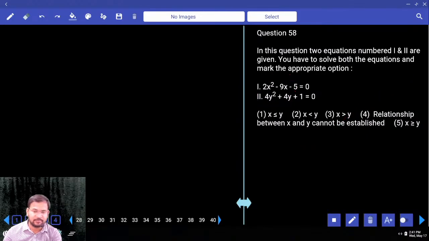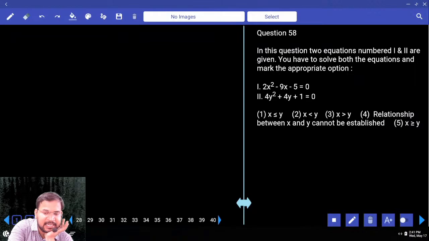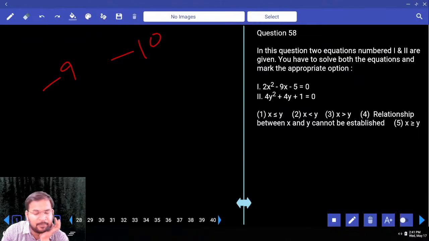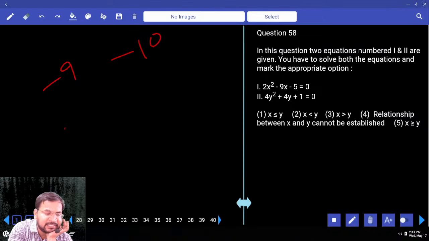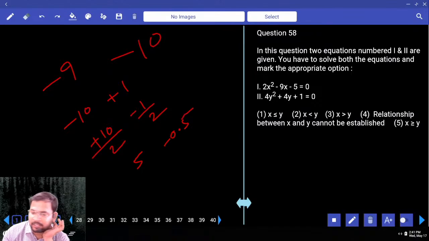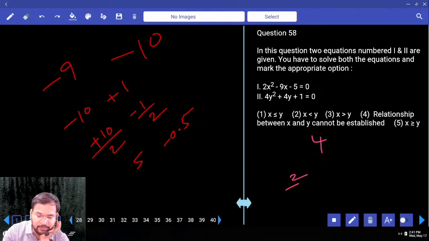Question number, this one, 58 only, na? Now two 5s are minus 10, na? Minus 9. What are the possibilities? 10 to 1, na? Yes, but minus 10 plus 1. It comes outside, plus 10 minus 1 by 2. 5 comma 0.5. Next, 4 to 1, na? 2 by 4. Minus, na? This is minus 0.5, na?